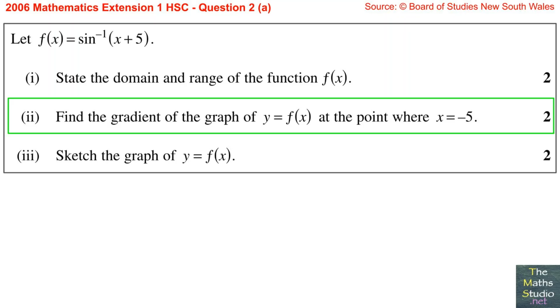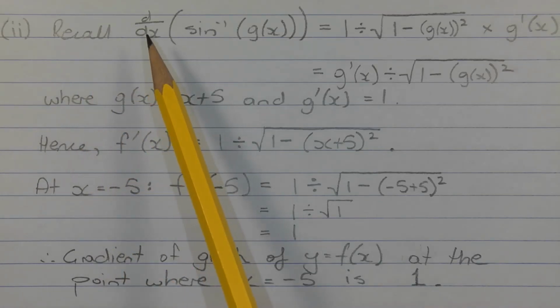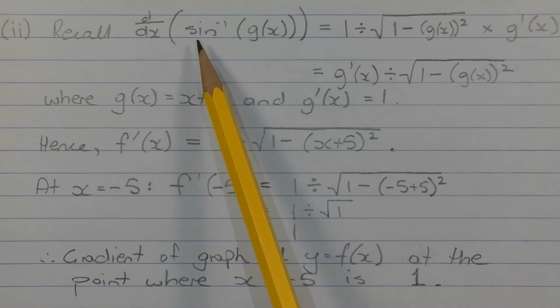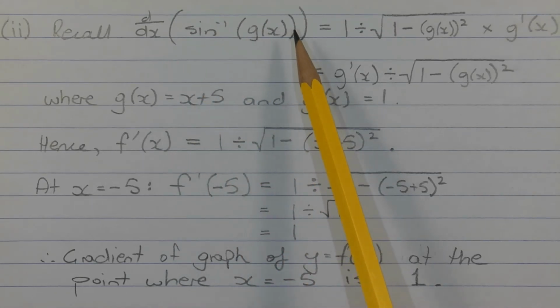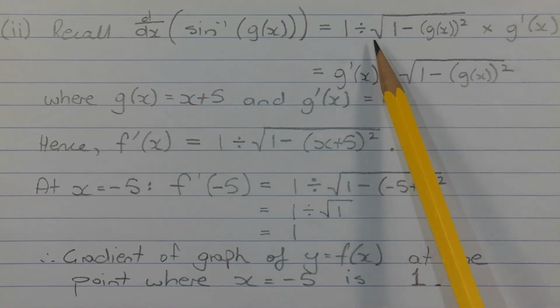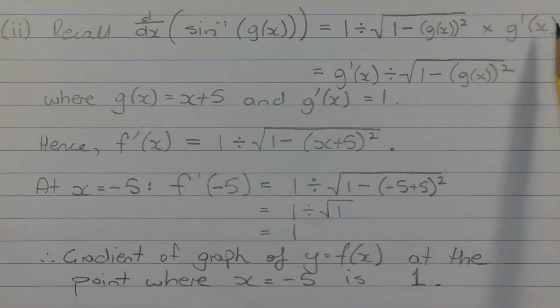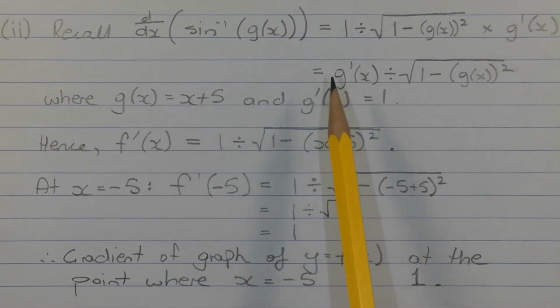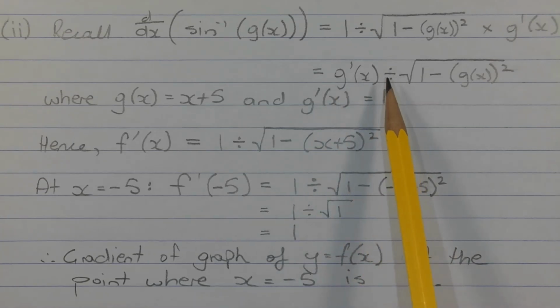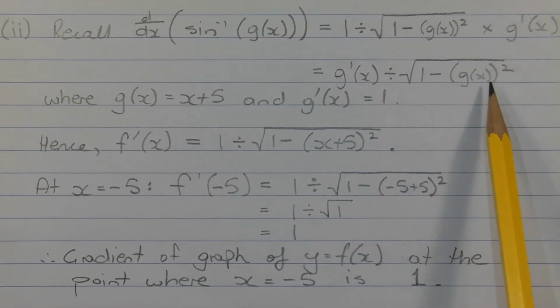Part 2. Find the gradient of the graph of y equals f of x at the point where x equals -5. Recall that the first derivative with respect to x of inverse sine of g of x, using the chain rule, is 1 divided by the square root of 1 minus g of x squared times g dash of x. And that equals g dash of x divided by the square root of 1 minus g of x squared.